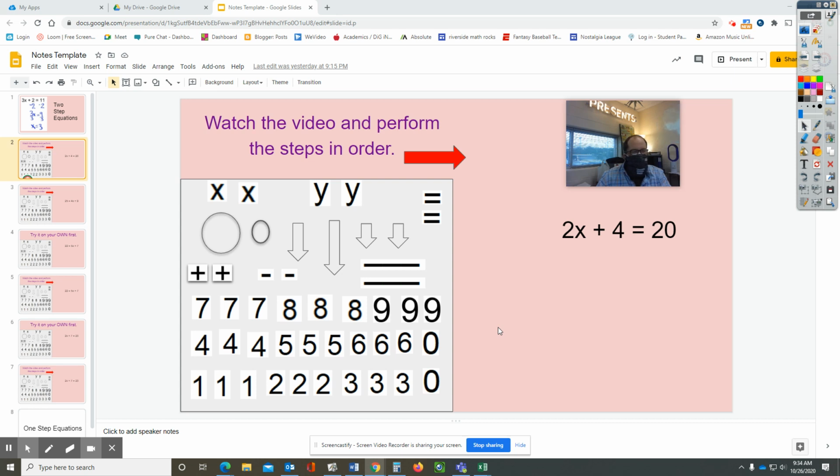All right, students, here we go. We're going to show you how to work these two-step problems. We started them last week, but we're going to go ahead and work on them again today. This is going to start off basically the same way we did the last couple. You want to start by isolating the variable.